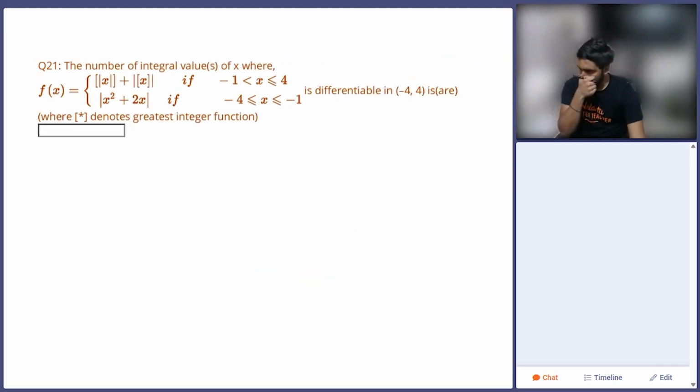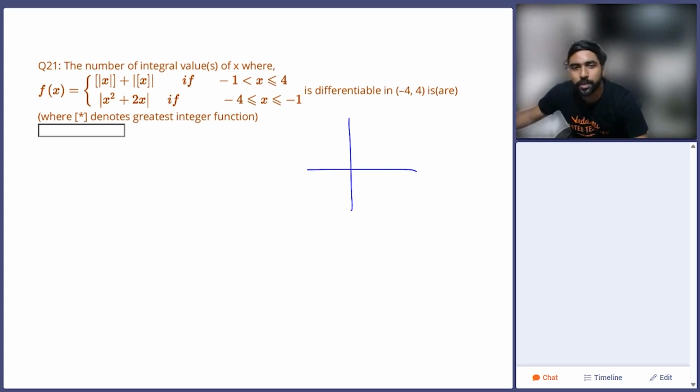What do we have here? We need to find the number of integral values of x wherein this function is differentiable between -4 to 4. Okay. First things first, -4 to -1. Let's work on x square plus 2x. If I talk about x square plus 2x, what are its roots? Its roots are -2 and 0. So -2, 0, this is what I have.